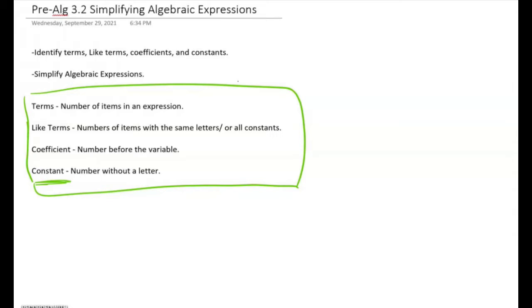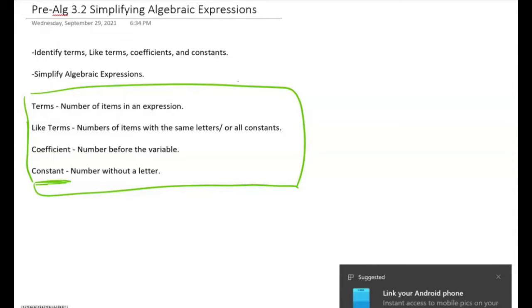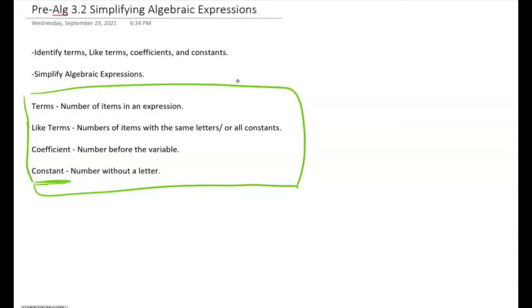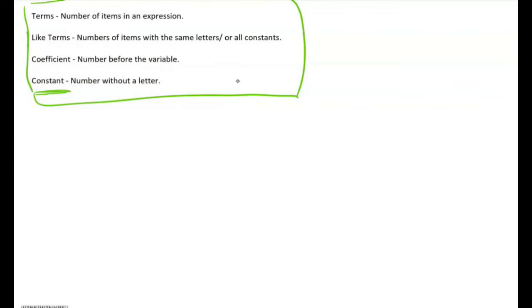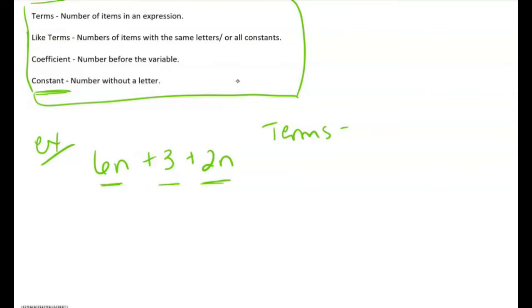And then a coefficient is the number before the variable. Okay, so we're going to do some examples where we're going to identify these vocab words, and we're going to learn how to simplify the algebraic expression. So let's say I have 6n plus 3 plus 2n. All right, the first thing I want to identify are how many terms are in this expression. And I can simply count them. 1, 2, 3.